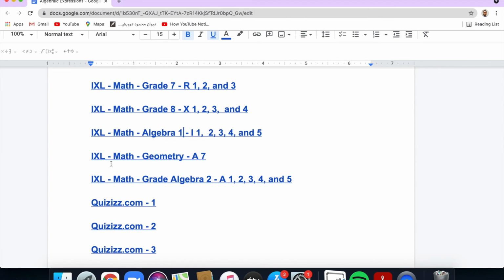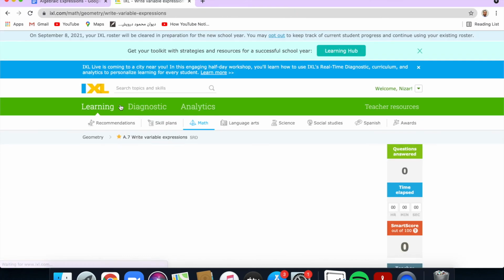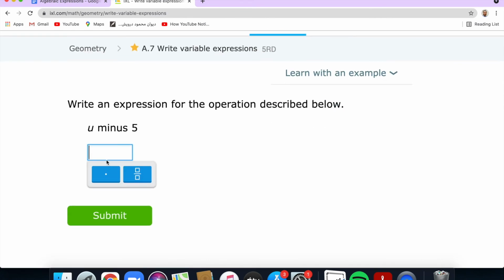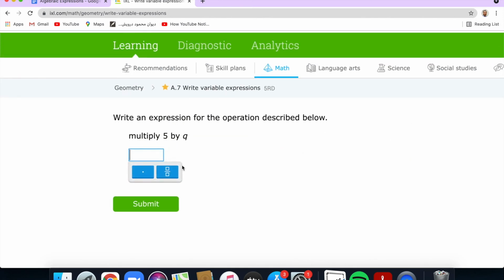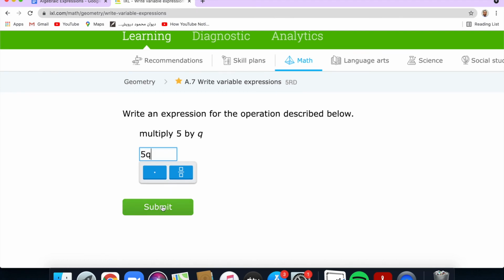Also here you have geometry. For the teachers who are teaching geometry, this is helpful. They can go to A7. Let's see A7. Now u minus 5, it's very easy, u minus 5. Multiply 5 by q, which is 5q. b times 8. Try to write it 8b, please. Write the number before.